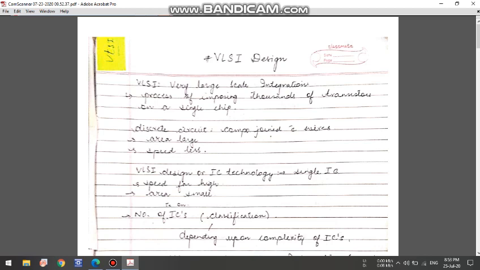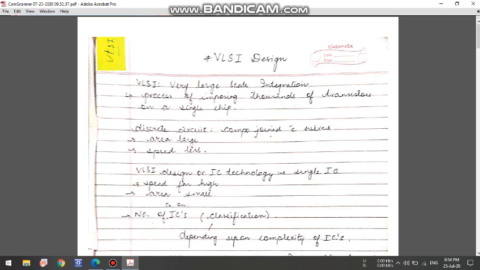Now earlier what we used to have is what we called a discrete circuit. A discrete circuit is a circuit wherein the electrical components like the transistors, the resistors or the capacitors were joined with wires. The main concern with these circuits is that their area is very large and the speed is very less.